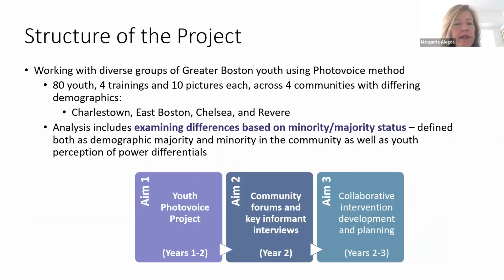The whole project was 4 trainings that we did with the youth, 10 pictures each, across 4 communities. We selected the 4 communities where the rates of mental health and substance abuse had been found to be going up. And then we wanted to examine differences based on minority-majority status, so the youth were from different ethnic and racial groups. We did the Photovoice in the first year and a half. Then, in the second year, we presented the information to community forums and key informant interviews, where we talked to mayors, we talked to people from the Chamber of Commerce, we talked to people involved in the state. And in the last year and a half, we actually took 4 years to do this, we developed the intervention with youth.